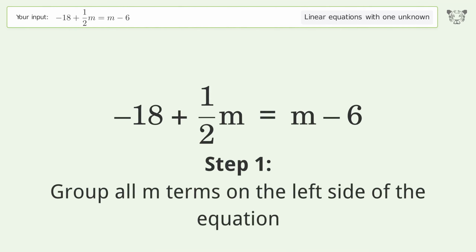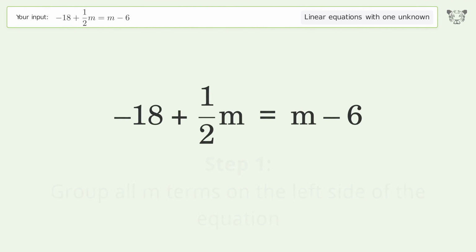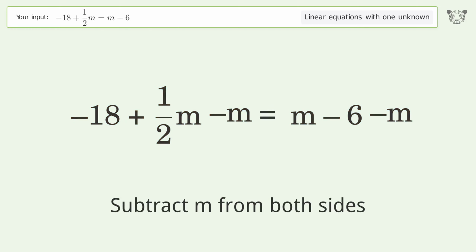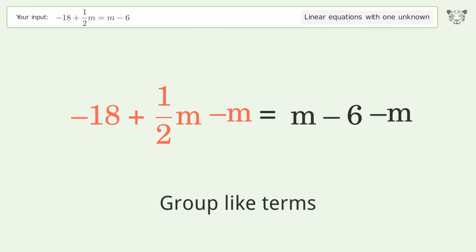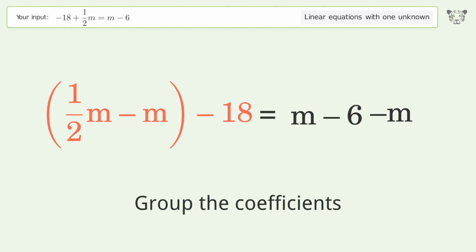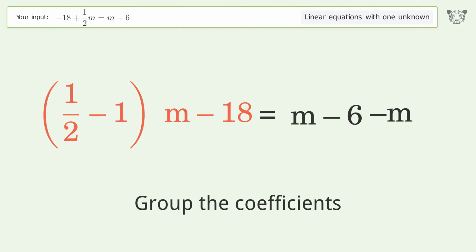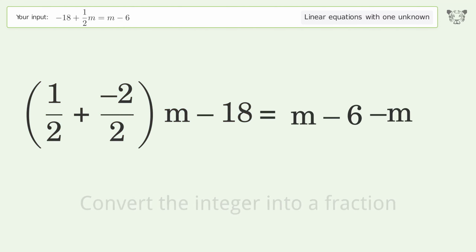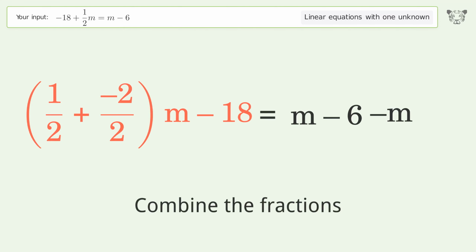Group all m terms on the left side of the equation. Subtract m from both sides. Group like terms. Group the coefficients. Convert the integer into a fraction. Combine the fractions.